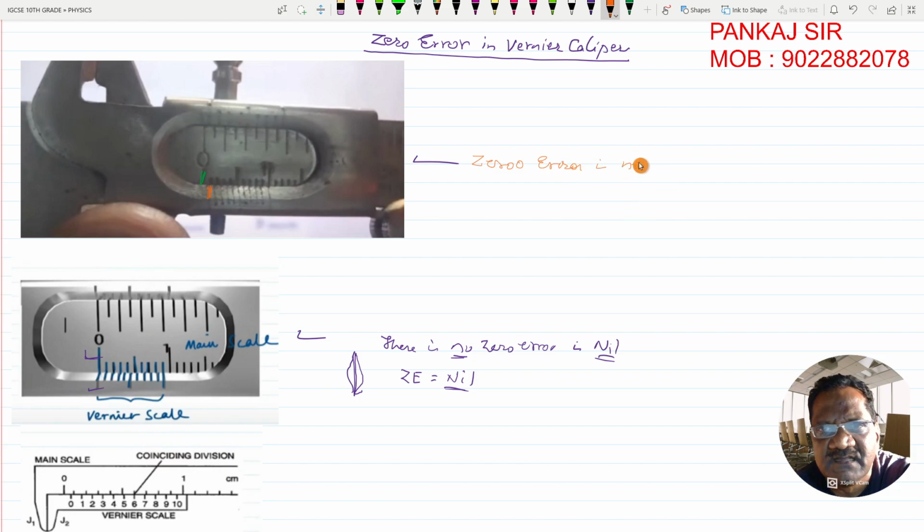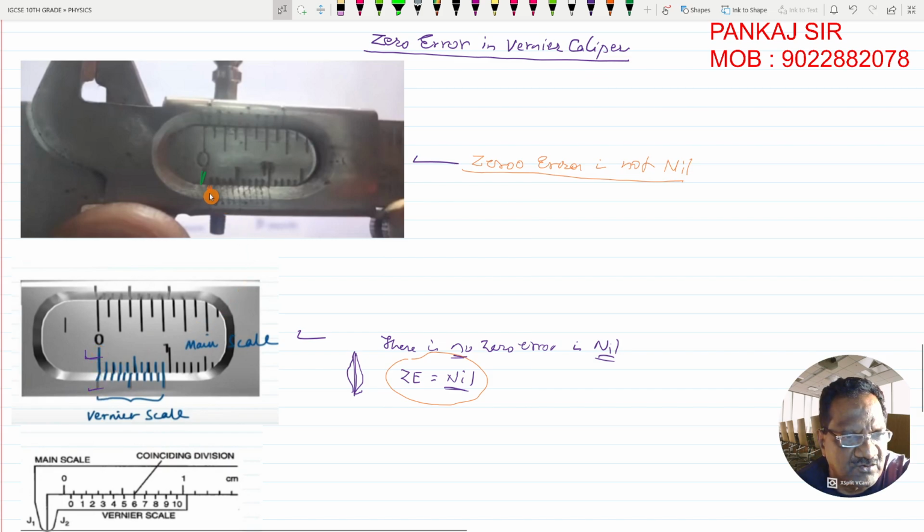So zero error is not nil. Here you can say that zero error has been introduced into your vernier caliper. Here the zero error is nil, because your main scale 0 and the vernier scale 0 are both aligned. Here you can see that the vernier scale 0 and the main scale 0 are not aligned. Okay, they have been disaligned. So this is a case where we say that zero error has been introduced into the vernier caliper.